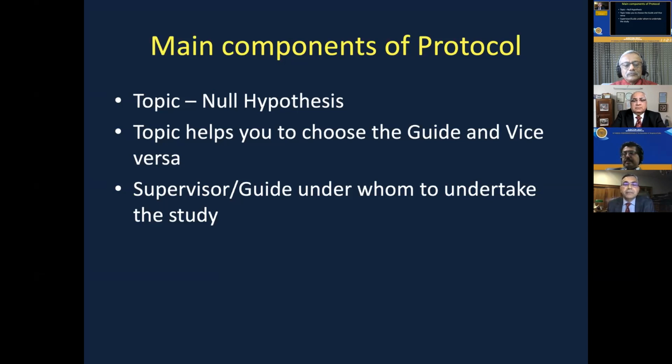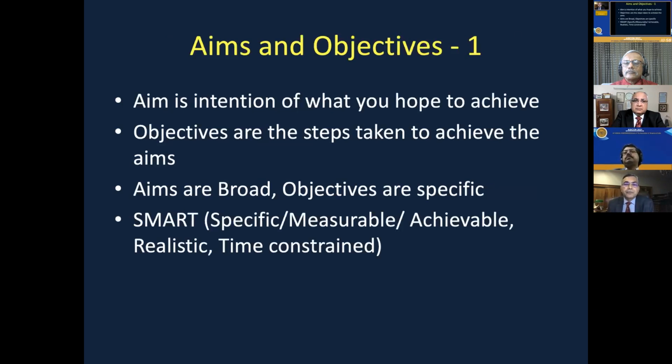Now, topic is usually a null hypothesis. When you say null hypothesis, when you're comparing two items, you say there is no difference between the two, whereas actually you want to find the difference. So a positive hypothesis is a hypothesis, but when you say there is no difference between the two, it becomes a null hypothesis. So it's the reverse of the hypothesis which you want to prove.